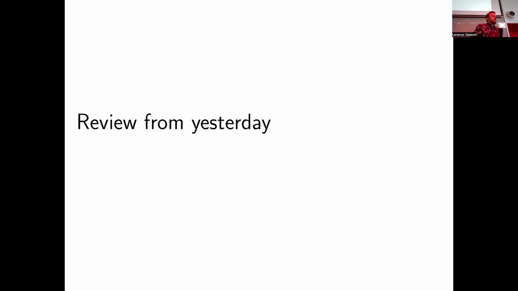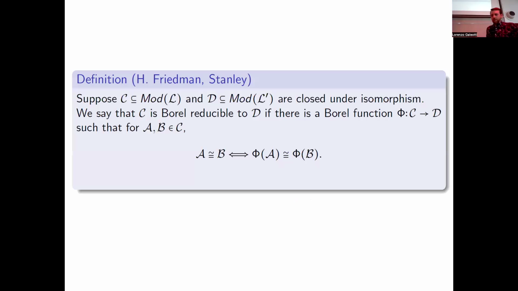So let's start with a little bit of a review from yesterday, just a short one. We had this definition of a Borel reduction. The idea was that we had this space for a language L or L prime, we're dealing with two languages. We had this space Mod(L) of all the L-structures. And this was a Polish space, and we had this idea of what a Borel map was. The idea was you're supposed to think of it as just some kind of reasonable construction.